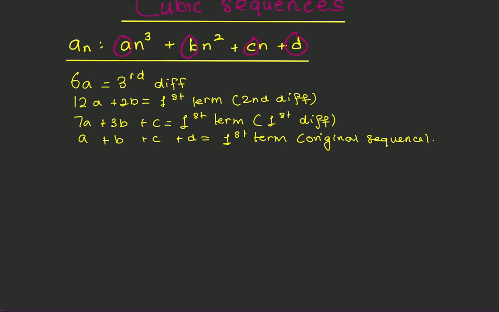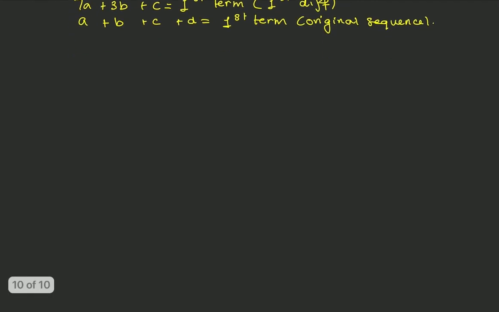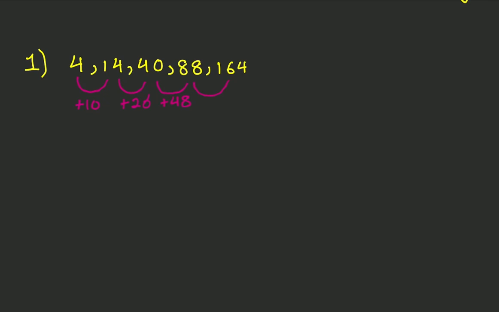Now with this, let's get into proper sequences. So number one, I have a small and quick example. The terms here are 4, 14, 40, 88, and 164. Now let's start off by finding the gaps of each. So 4 to 14 is plus 10, 14 to 40 is plus 26, 40 to 88 is plus 48, and 88 to 164 is plus 76.